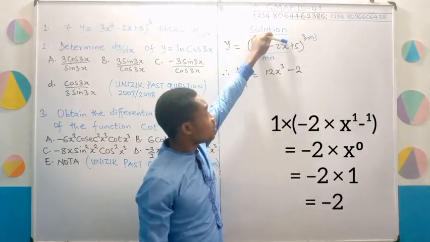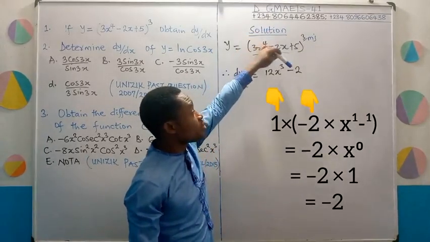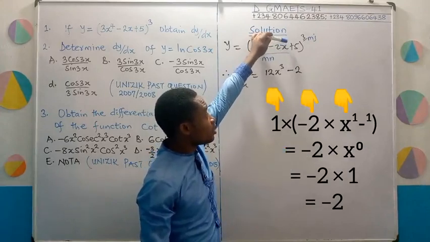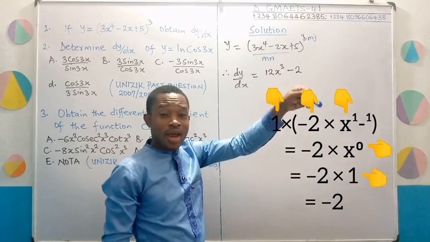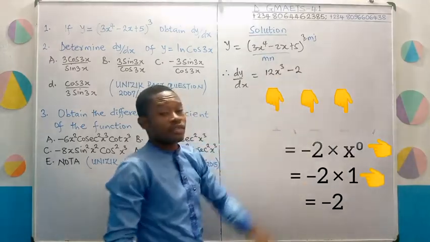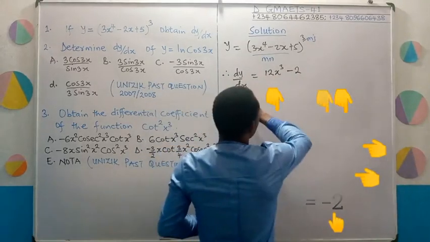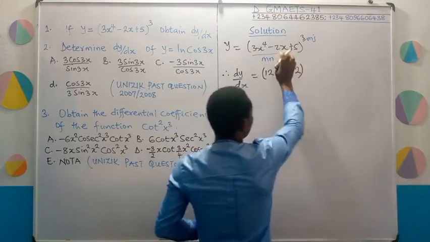If you do that, you're going to get 1 times minus 2, which gives you minus 2 times x raised to the power 1 minus 1. 1 minus 1 is 0. x raised to the power 0 is 1. Then 1 times the minus 2 gives us minus 2. Alright, we're done with the differentiation of the minor function.